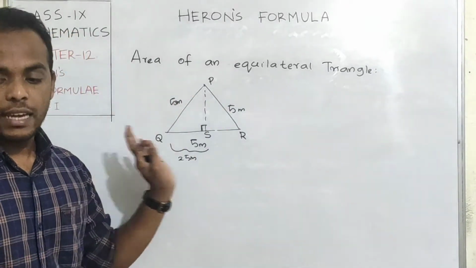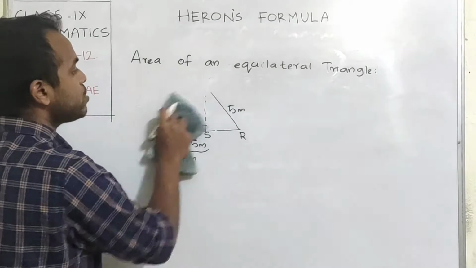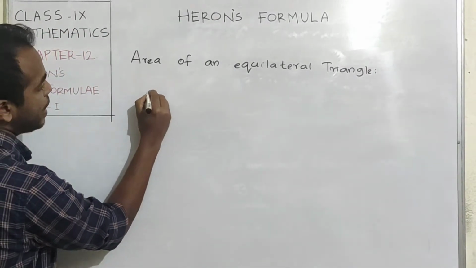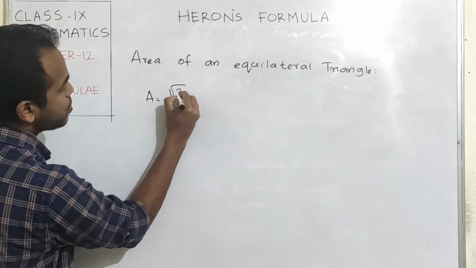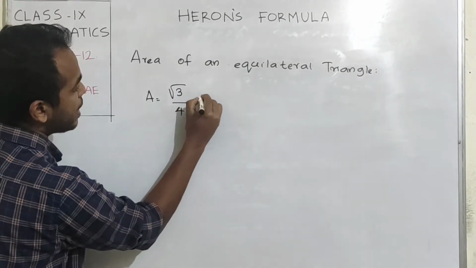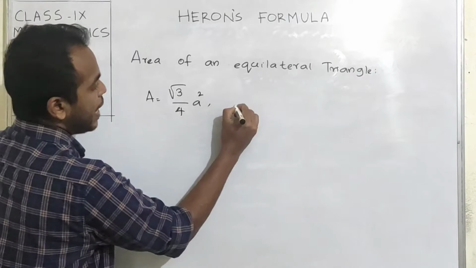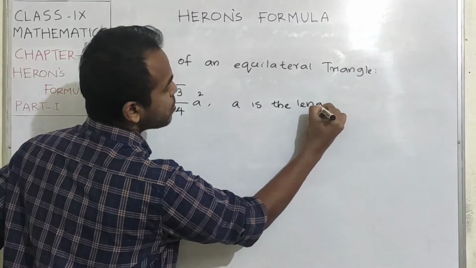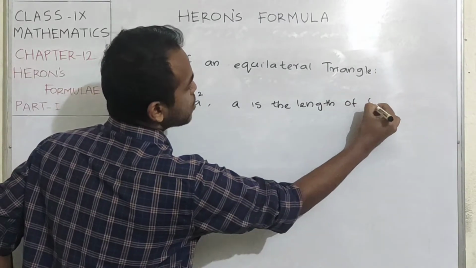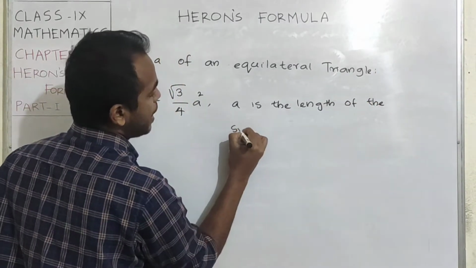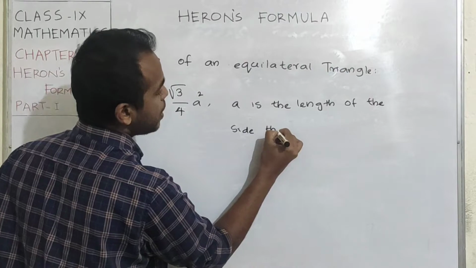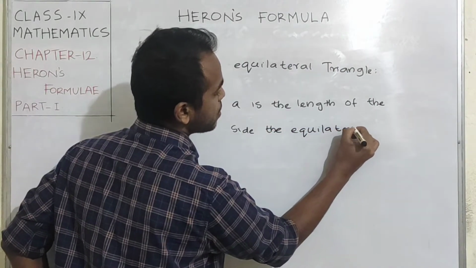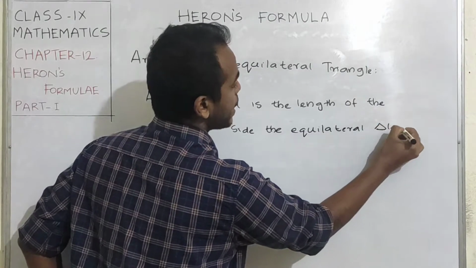But you can easily use an equation. You just need to learn this equation. Area is equal to root 3 by 4 A square, where A is the length of the side of the equilateral triangle.